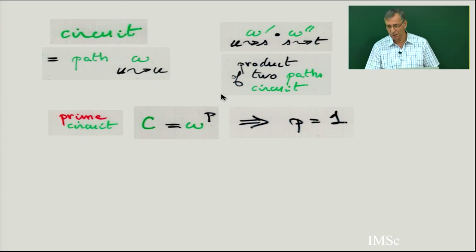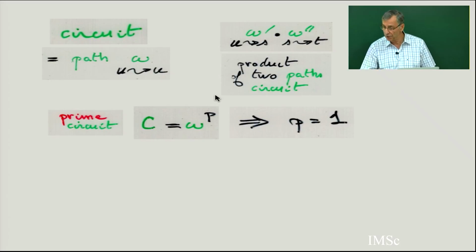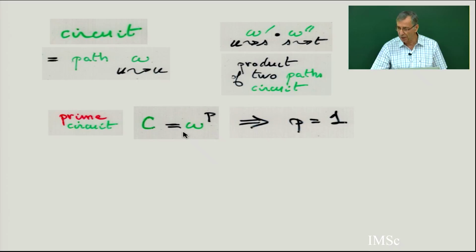No, it's not an elementary circuit. It can cross itself many times. It can go several times through the origin u. But when you go back to the origin u, the next portion is not going to be the same as the first portion you have done. So this is a formal definition. A prime circuit is a big class.